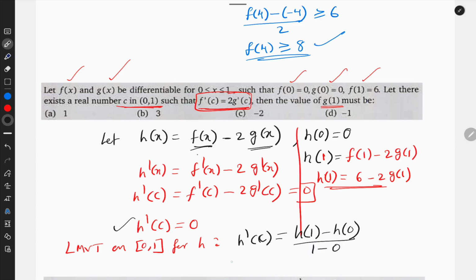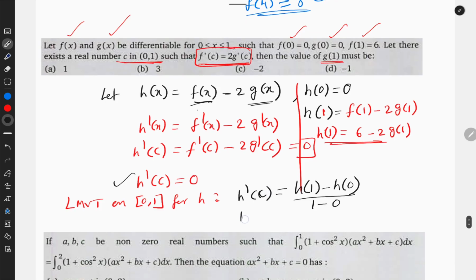So what is h dash of c? h dash of c value is given 0, and h of 1 value is 6 minus 2 times g of 1, and h of 0 is given 0, by 1. So g of 1 value is 3. This is another way we can apply these mean value theorems.